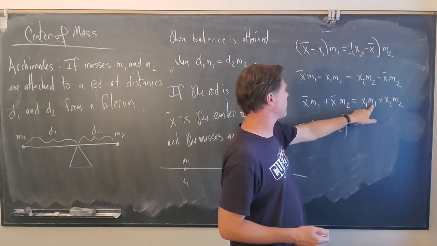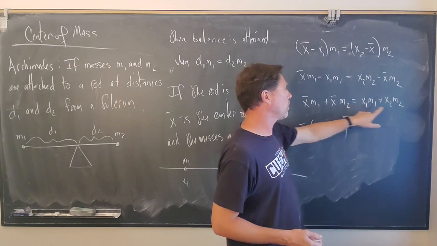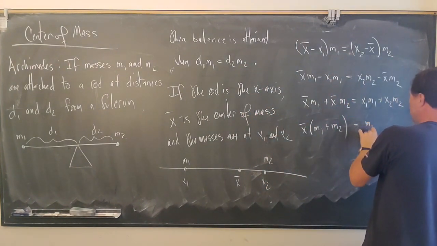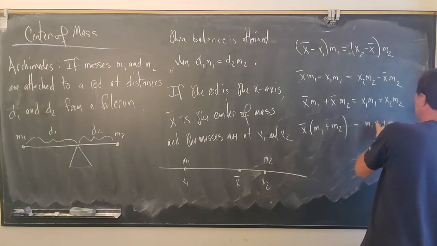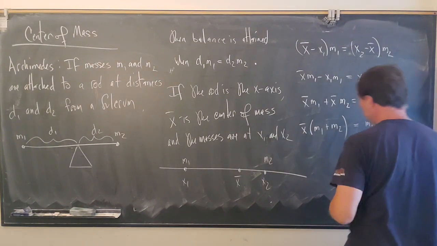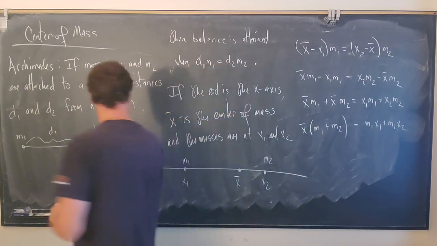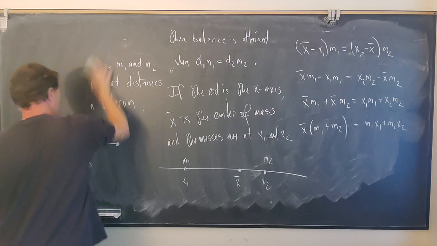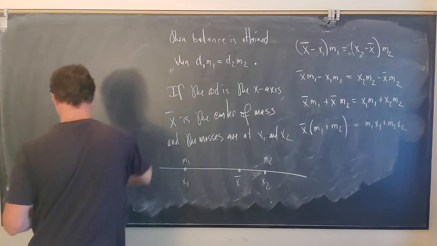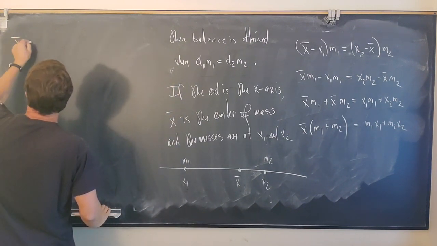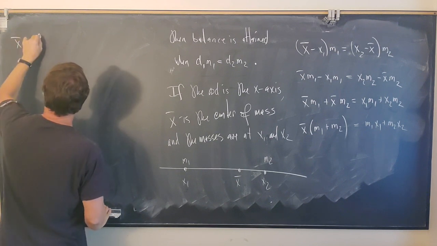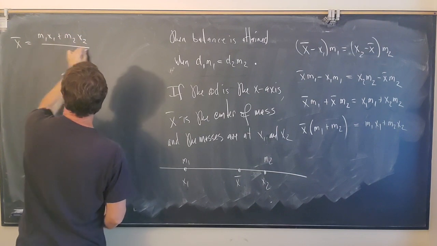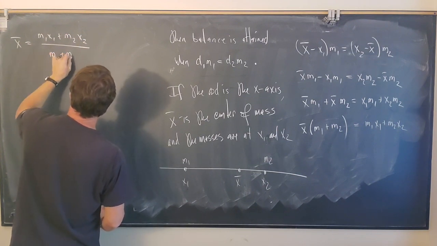And then that's going to equal, when I multiplied these things out, I really want the m1 in front of the x1 and the m2 in front of the x2. So I'm not doing any tricks, I'm just rewriting that as m1 x1 plus m2 x2. And now, if we solve for x bar, x bar is going to be m1 x1 plus m2 x2 divided by m1 plus m2.